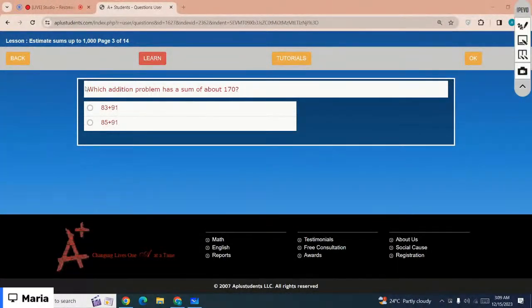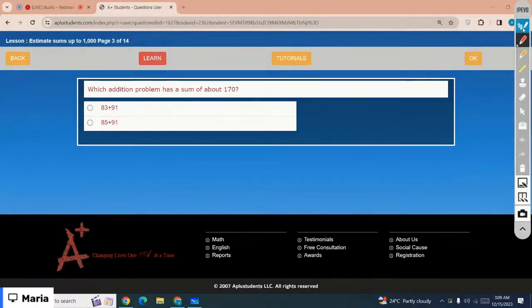Okay, let's just start with the first one, right? 83 is rounded to which 10? You have 3, right? And 3 is less than 5. So you need to round off to 80, right? Yes, very good. The correct option is option number 1: 83 is rounded to 80 and 91 is rounded to 90, and 80 plus 90 makes 170.